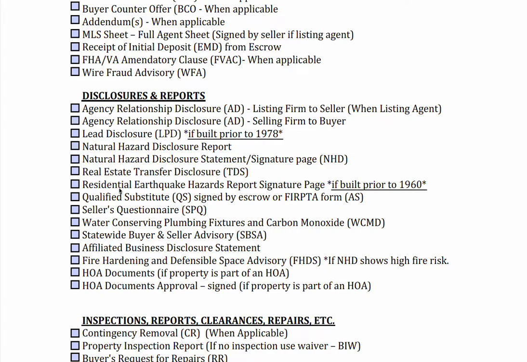All right, residential earthquake hazard report signature page. If you do a web search, you will find blank copies of this form. This is not a CAR form. We only require it on homes built prior to 1960.